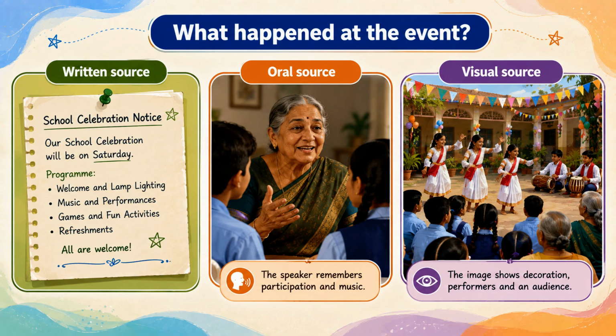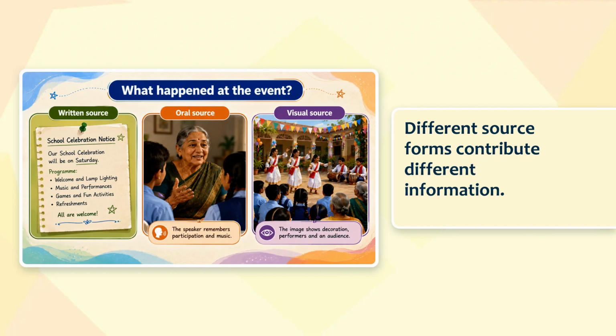A written source is therefore not automatically more accurate, complete, or useful simply because it is written. Equal panel size helps us compare without ranking first. Different source forms contribute different information. The useful question is what each source adds, not which form looks most official.